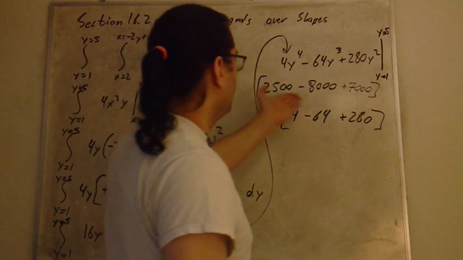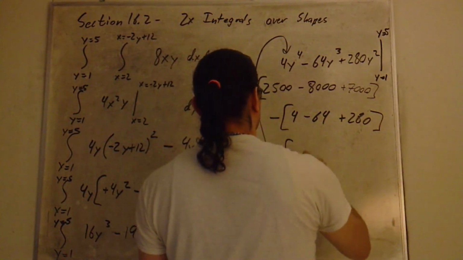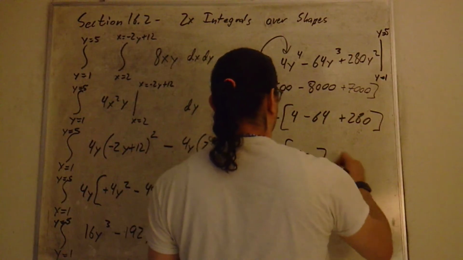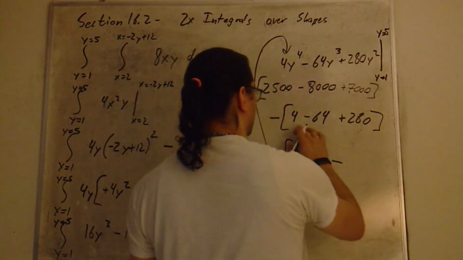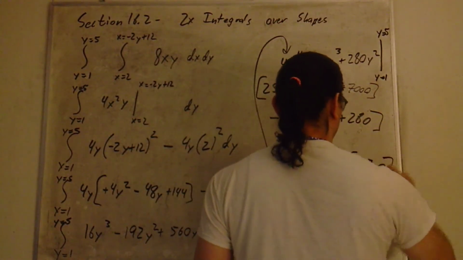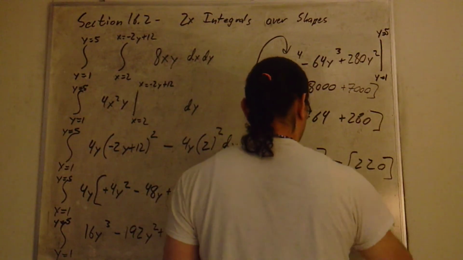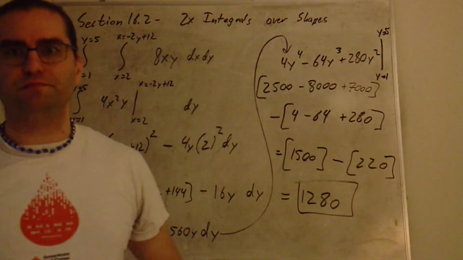So, we know that this is going to turn into 1,500 minus negative 60, 200, 220, which will leave us with 1280. We did it. We got there.